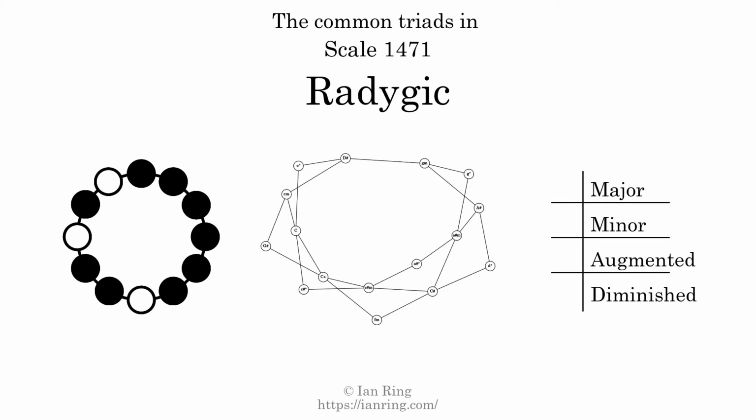Here are the common triads present in this scale. The diagram in the center is a graph of parsimonious voice leading between triads. There are 5 major triads. There are 5 minor triads. There is 1 augmented triad. There are 5 diminished triads. Here is a Hamiltonian path of parsimonious voice leading that uses all the triads.